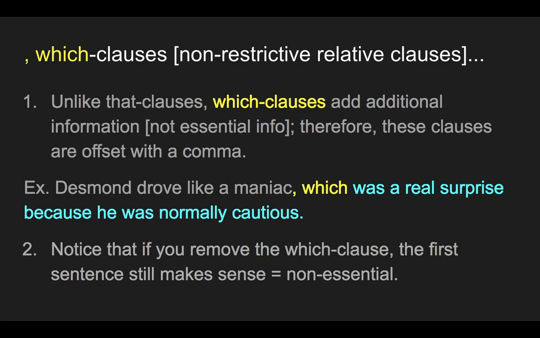Notice that if you remove the which clause from the sentence example above, the first sentence still makes sense. And that's why we say that these types of non-restrictive relative clauses are additional information, or what we call non-essential. If we were to just chop the sentence short before the start of our non-restrictive relative clause, our which clause, the sentence is still fine, right? Desmond drove like a maniac, period. No problem. It's a complete idea.